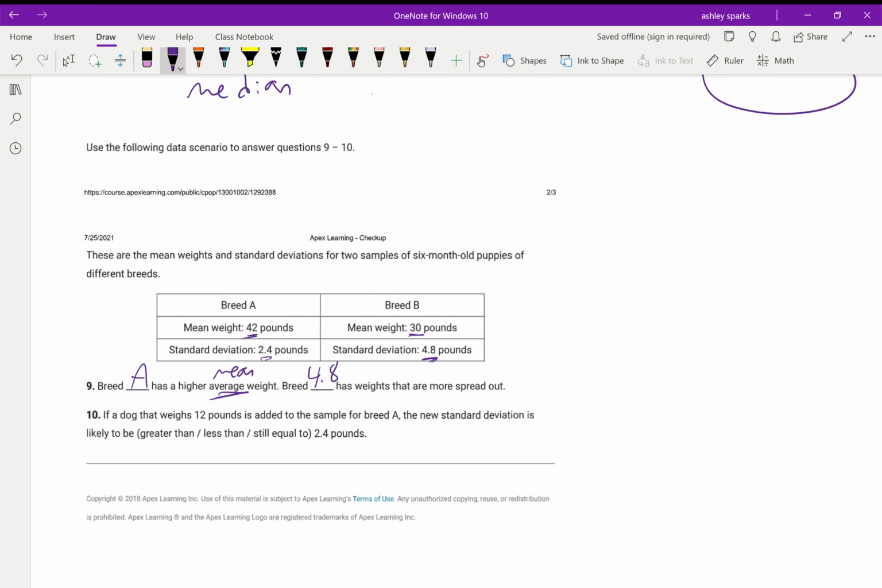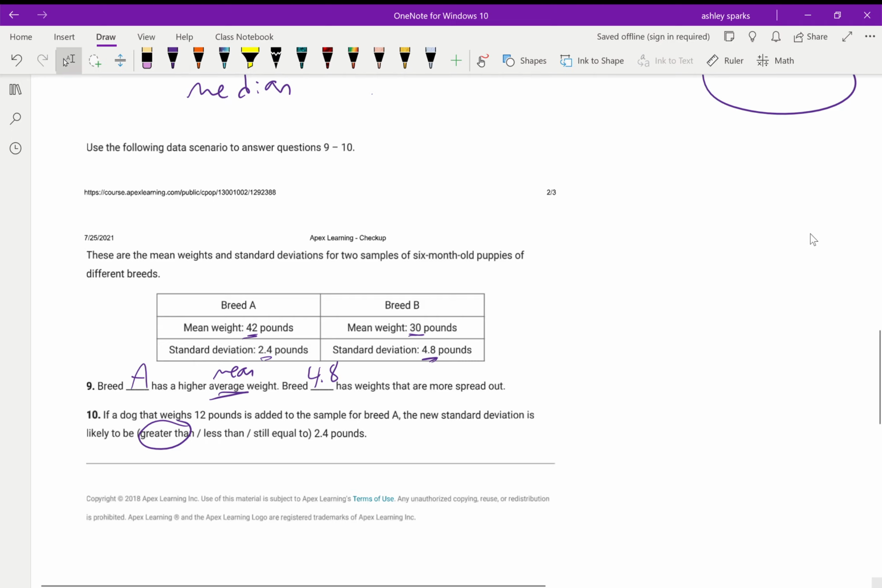If a dog that weighs 12 pounds is added to sample A, the new standard deviation is likely to be greater than, less than, or still equal to 2.4 pounds. Remember, standard deviation is your spread. So if I'm adding in a dog that's only 12 pounds and I'm expecting 42 pounds, that's going to spread out my data more. So what that's going to do is make the variance for my dogs be maybe 3 pounds or 4 pounds. So it's going to get greater if I add in a really strange outlier to my data set.